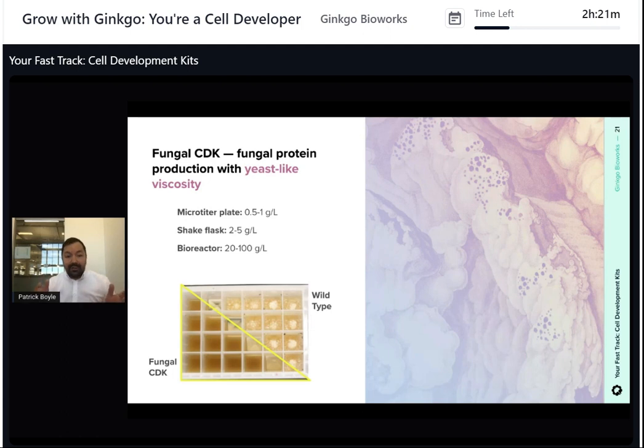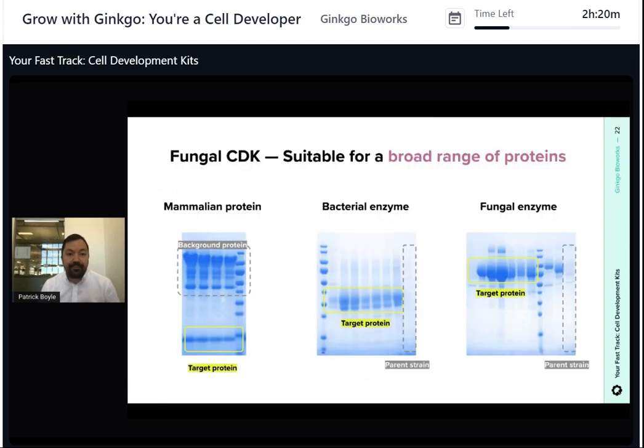So, our fungal CDK is actually a really useful Aspergillus strain that is able to retain high titer protein production while having more of a yeast-like viscosity, which means we're really excited about the ability to use that to drive up oxygen transfer rates and produce high titer production without some of the downsides of using filamentous fungi. And again, we have experience here exceeding more than 100 grams per liter protein production with this fungal CDK strain.